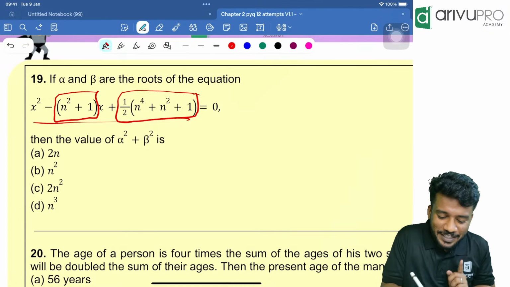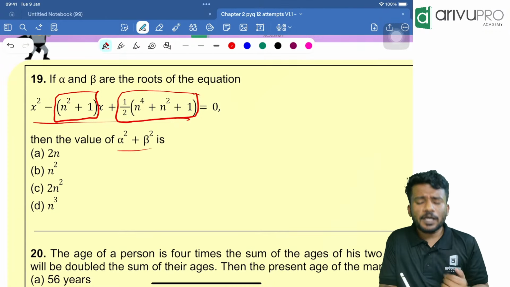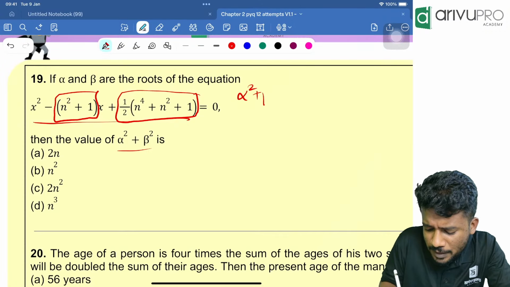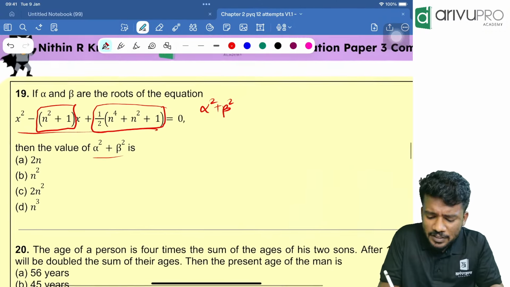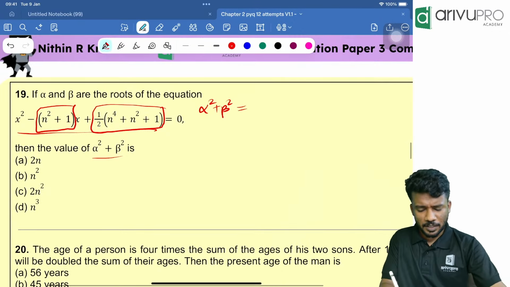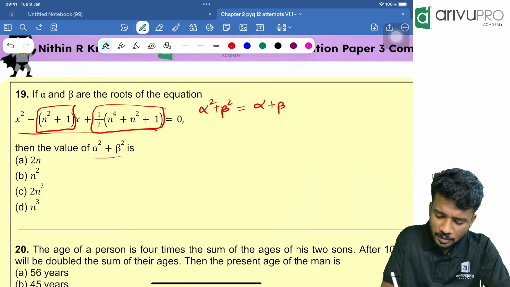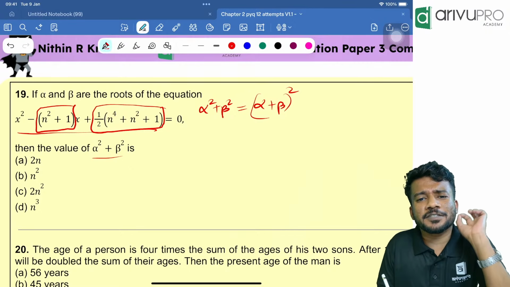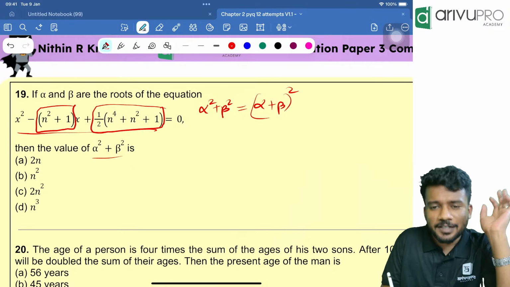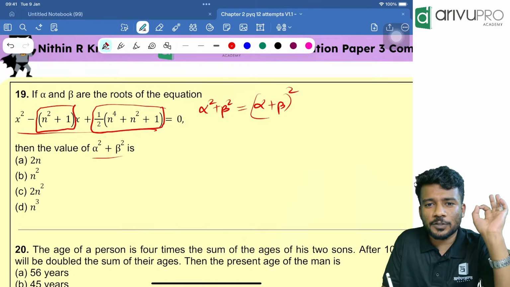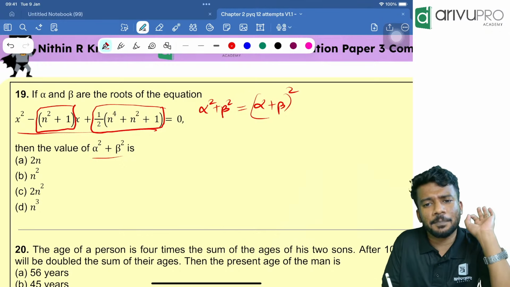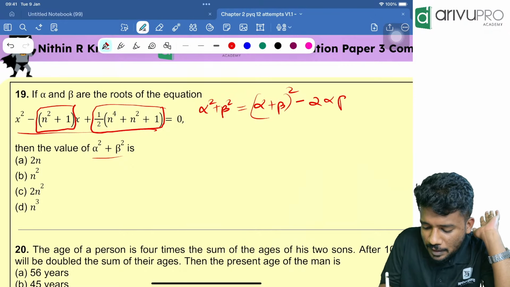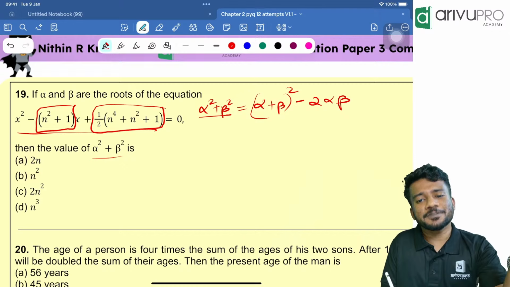Now people, we need to find alpha square plus beta square. What is alpha square plus beta square? We just solved it, right? A plus b the whole square is a square plus b square plus 2ab. Similarly, alpha plus beta the whole square is alpha square plus beta square plus 2 alpha beta. From that, if I subtract 2 alpha beta, I will get alpha square plus beta square, right?